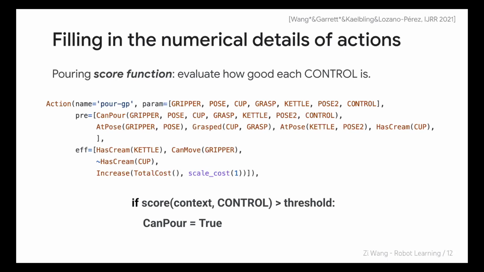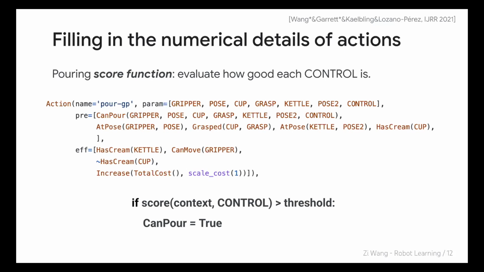And in the precondition, there's a very important one called can_pour, which is a function that returns either true or false. And it involves the parameters, including both the grasp, which is a continuous parameter, and the control, which is also a continuous parameter. And actually, pose and pose2 are also continuous parameters. So how do we figure these out, right? Given some of these parameters, we need to have a way to return whether can_pour is true.